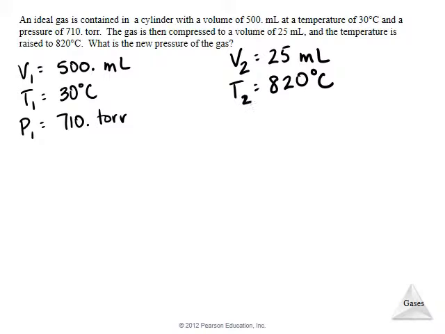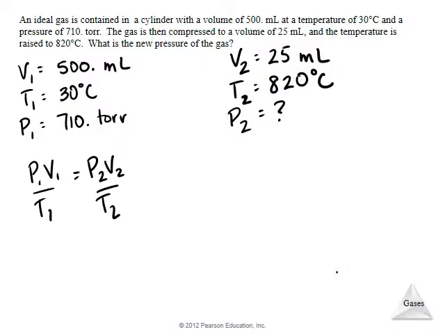I'm sorry, that should be T2. This is P2, and that's my question mark. I have nothing that stayed constant here. Everything is changing, so I'm going to have to use the combined gas law to do that. But that's an easy one to remember. It's going to be P1V1 over T1 is equal to P2V2 over T2.